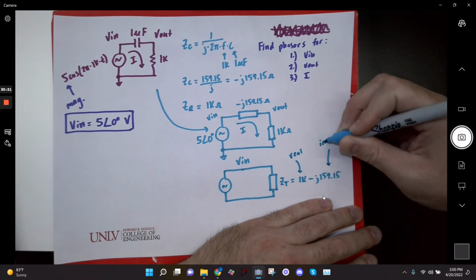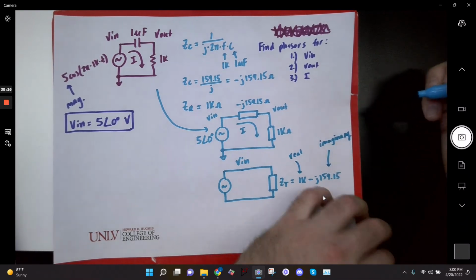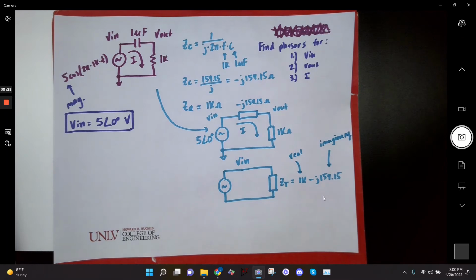It is literally just for notation. Would it not then be easier to write negative 159.15j? You could do that too. That's fine. I've seen it both ways. It doesn't make a difference.